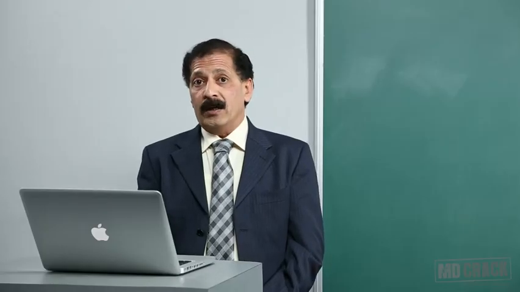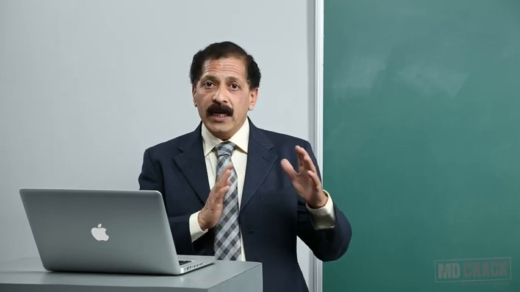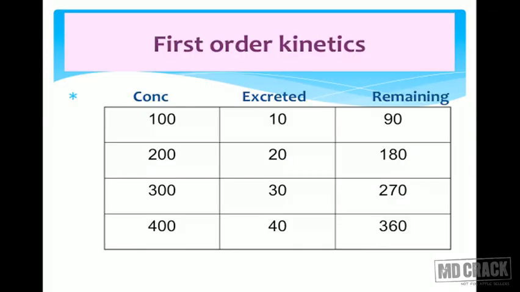And when does this happen? When you start giving a drug in higher and higher dosages, the capacity of the body to metabolize the drug goes on getting exhausted. And then the body says, I'm going to eliminate a fixed amount of drug. And this is why the drug goes on accumulating in the body, and this is the implication of zero order or saturation kinetics. Let's look at the slide and see what this first order kinetics is.